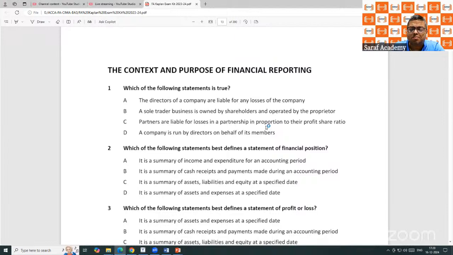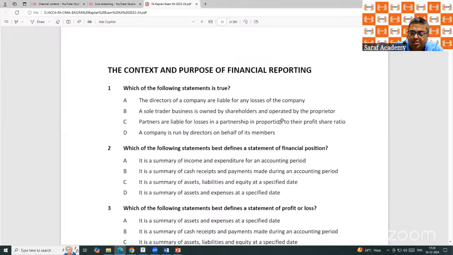A company is run by directors on behalf of its members. Suppose in a company, 50,000 employees are working. You will not say that 50,000 are running the company, only the directors. A sweeper doing sweeping, you can't say he is running the company, he is also an employee. A company is run by directors on behalf of its members is 100% correct.